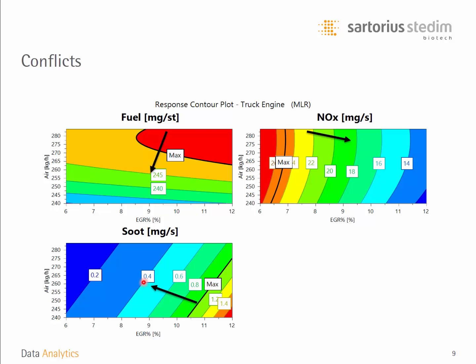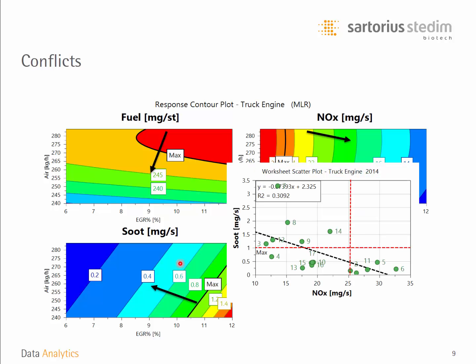So we can clearly see there are conflicts with regards to the latter two responses, NOx and soot, and that is also possible to see if you are just plotting the original experimental measurements. In this scatter graph, we see that we cannot simultaneously minimize both soot and NOx because they are inversely correlated. A much more favorable situation would have been if these two responses were positively correlated, indicated by a data distribution along this diagonal. So there is clearly a conflict.